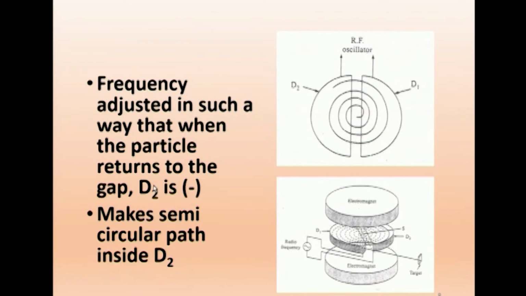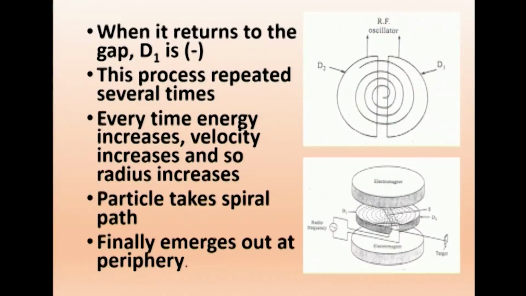Earlier D1 was negative, now D2 is negative. Now again it will make a semicircular path inside D2, and when it comes back, D1 will be negative. So this goes on repeating. So when it returns to the gap, D1 is negative. Therefore this process is repeated several times.